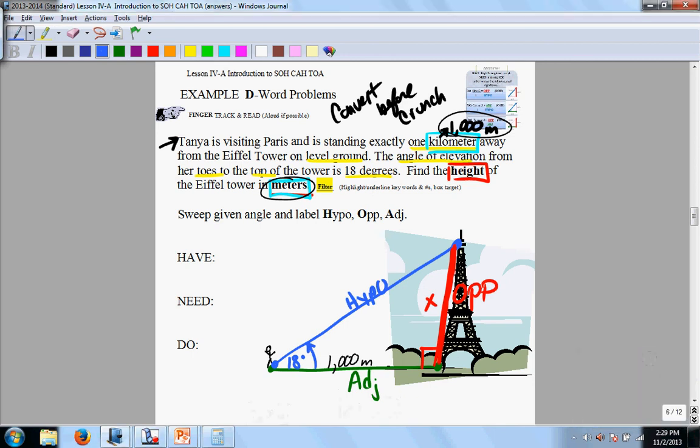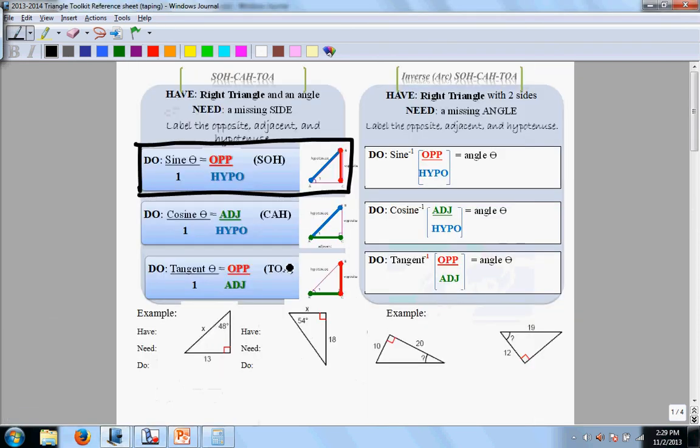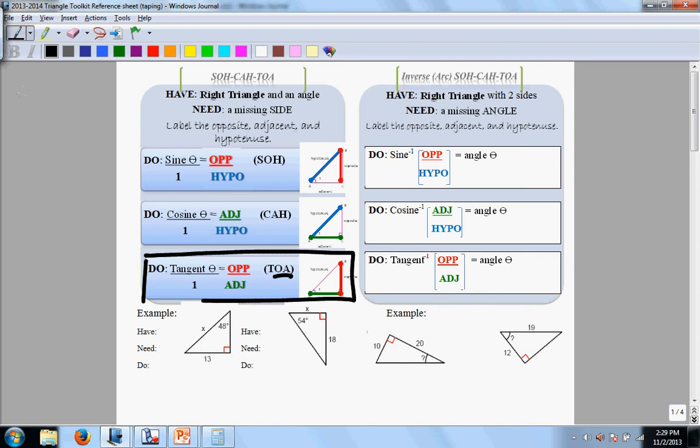Now we work ourselves through have, need, do. We have the adjacent side, so I'm going to put an A for adjacent. We want the opposite, so we put an O for opposite. We have an OA combination. Cue your classmates to take a look here on this reference card and look for OA. And you should notice OA goes with TOA. So we write exactly that out on our paper.